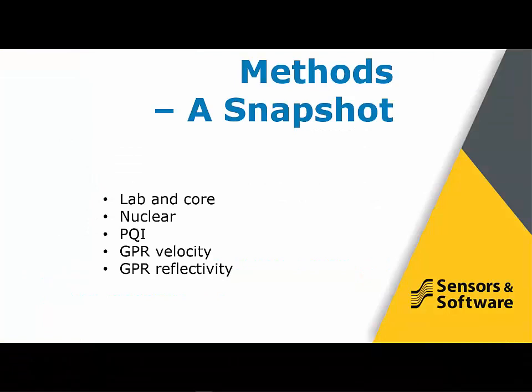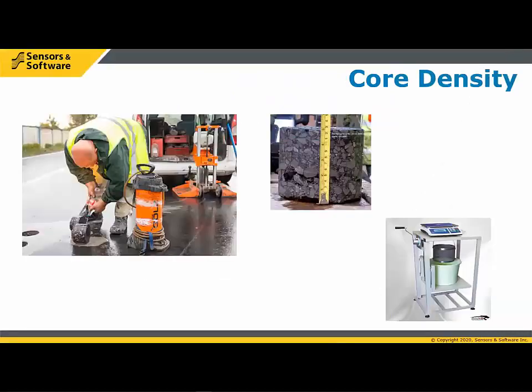I just thought I'd throw in a snapshot of all the methods. I don't know how many people have used all these methods or look at them, but I just thought I'd review them quickly, just because it's those things that people don't always see. Core density, we've already talked about. Essentially, you have a coring unit here, you drill a hole in the asphalt, take out the core, then measure its weight and volume to get a density. Very widely used, standard, I would say it's called the gold standard.